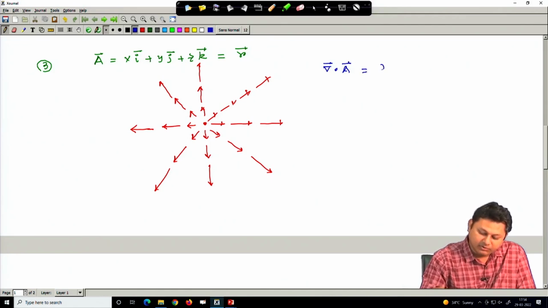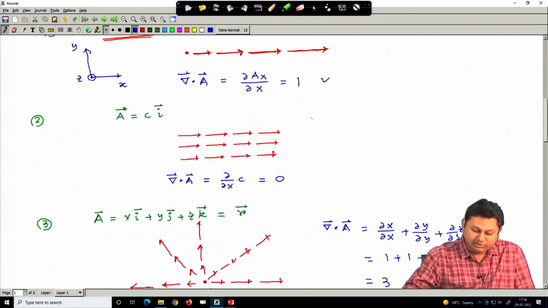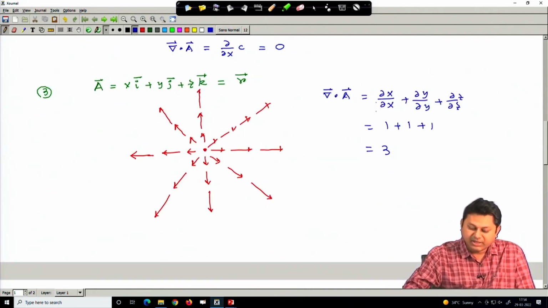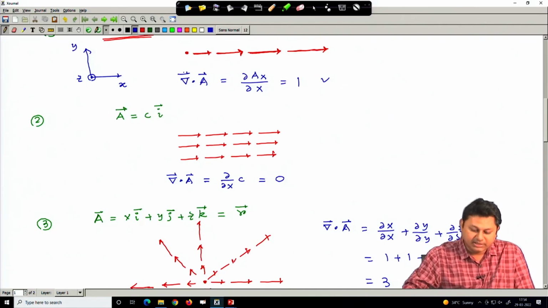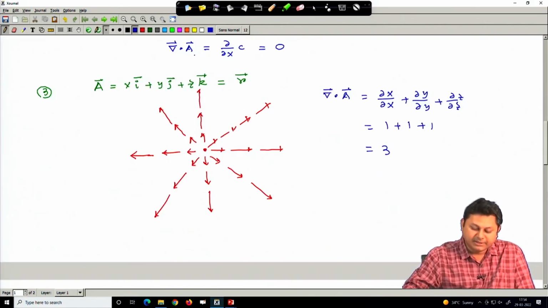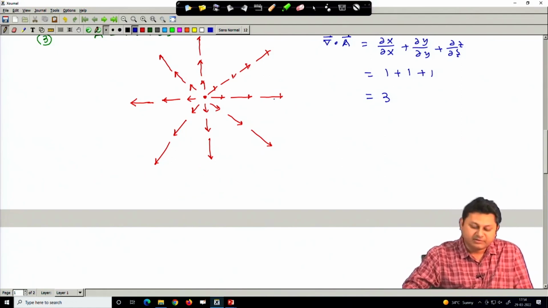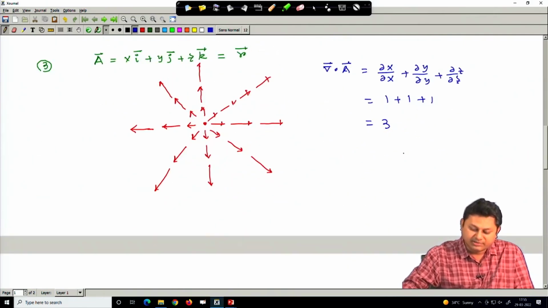If I calculate, this value is del x by dx plus del y by dy plus del z by dz, which is simply 1 plus 1 plus 1 equal to 3, which is a higher value than we got in the first example. So here we can see that it is also diverging like the first one, example 1, but it is diverging in a more rapid manner, the spread out is with a higher value. You can see previously it is 1 and now it is 3.